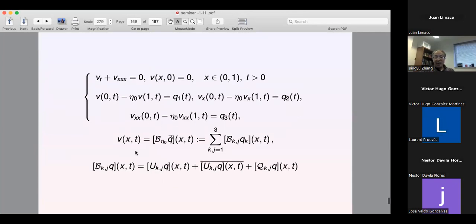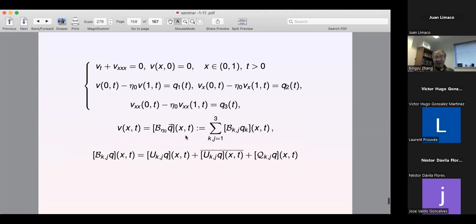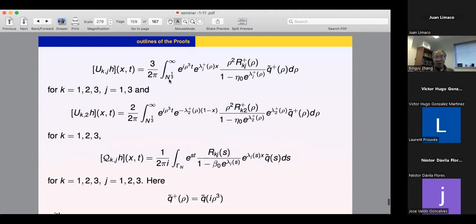So then we have this one. Explicitly, V(x,t) becomes a sum of many terms, with this form 1, 2, 3. But each of them has an integral representation like this. This one will be like this, and the third part is like this.